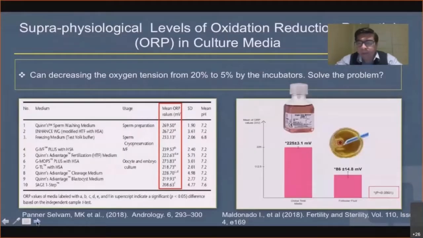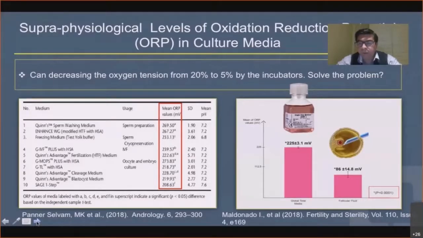On the other hand, it is well known that oxidative stress produced in the embryo culture media is not only due to the exposure of the culture media to 20% oxygen. So other potential hidden factors should be taken into account during the embryo culture period. So the question that arises is whether decreasing the oxygen tension from 20% to only 5% by the incubators is a problem solved.